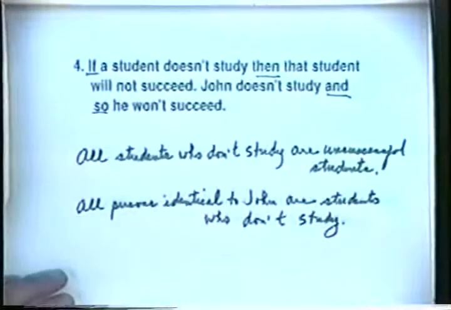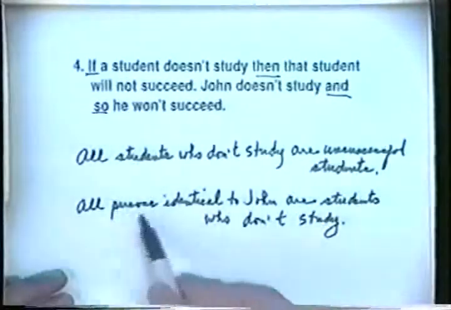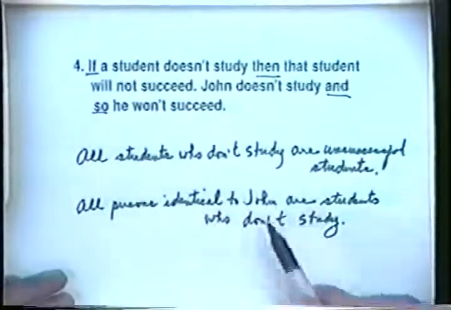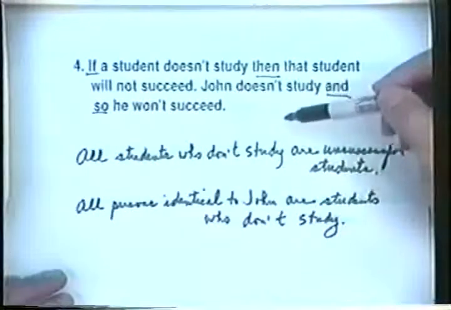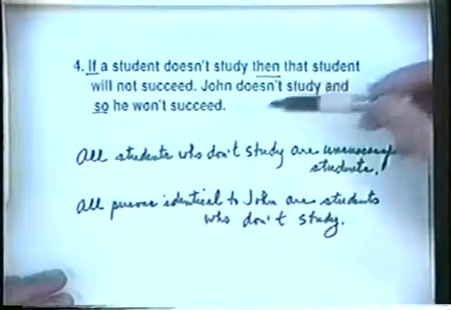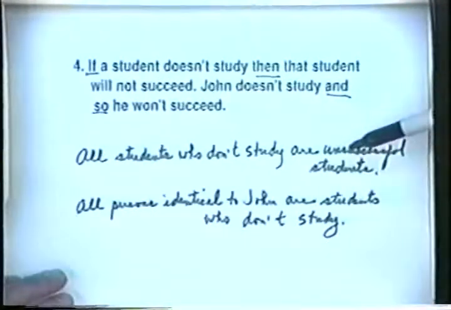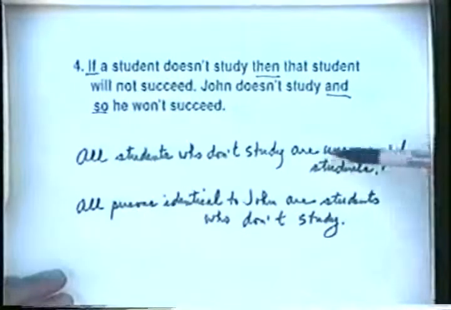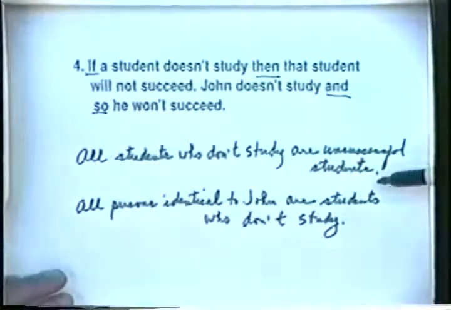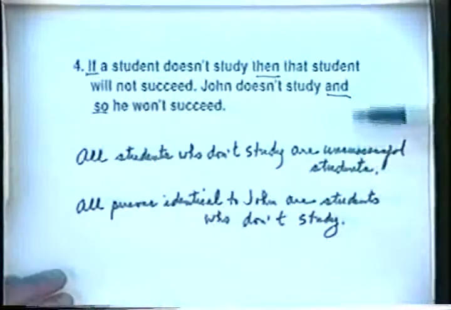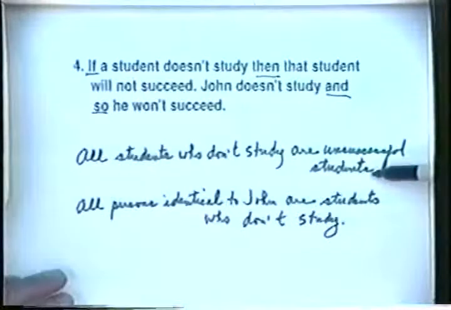Now the conclusion. So he won't succeed. Well, obviously the he is referring back to John, so we need again to use our little trick, all persons identical to John, to identify that first term. And we need to say that he won't succeed? Well, we've used students who don't succeed, or unsuccessful students. So we need a sentence that says, all persons identical to John are unsuccessful students.